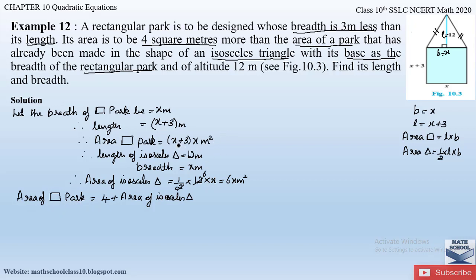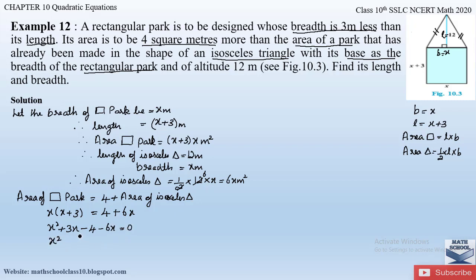What we obtained here was x plus 3 into x meter square, that is x into x plus 3, which is equal to 4 plus area of the isosceles triangle is 6x. Now let us open these brackets and send this value to the left hand side. So plus x into plus x, you got x square, plus 3 into x will be plus 3x. Now sending this plus 4 to the left hand side, we will get minus 4, and plus 6x will become minus 6x is equal to 0.